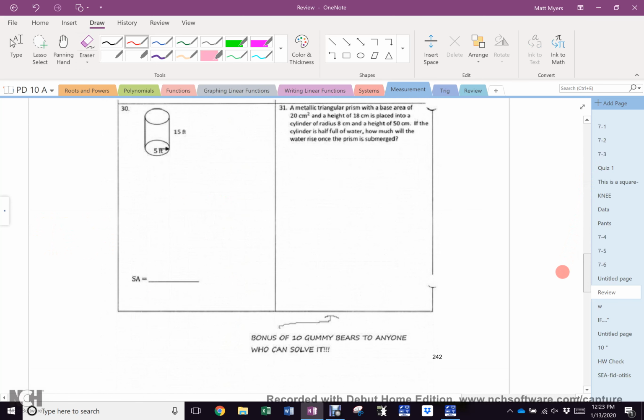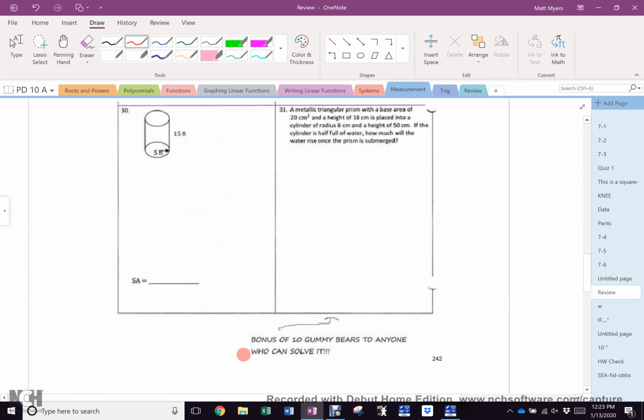Number 31. See how that says that's a bonus? Half of you are immediately going to go to that and spend the entire block trying to get a 10 gummy bear bonus. That's fine. Just remember, the rest of the review is actually for marks and is actually due tomorrow when you walk in. So if you aren't planning to do homework tonight, do not spend the whole day trying the gummy bear question. All right?